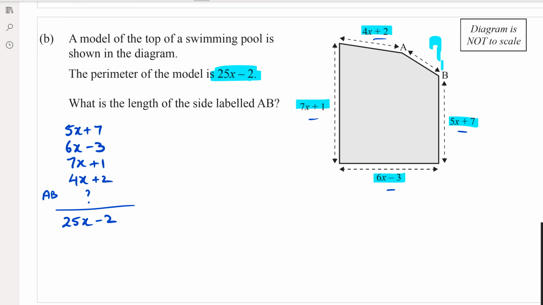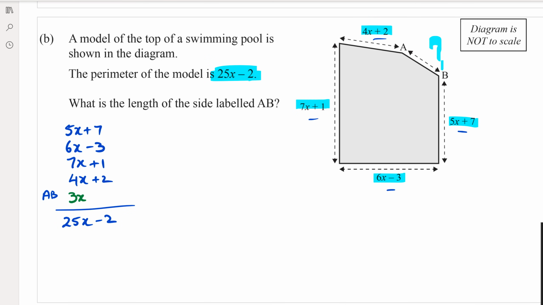Because then what you can actually do is have a look at it like this. Have a look at the coefficient of x. So you've got 5 plus 6, 11. 11 and 7 is 18. 18 plus 4 is 22. And because it's 22, you know that this number here has to be 3x.